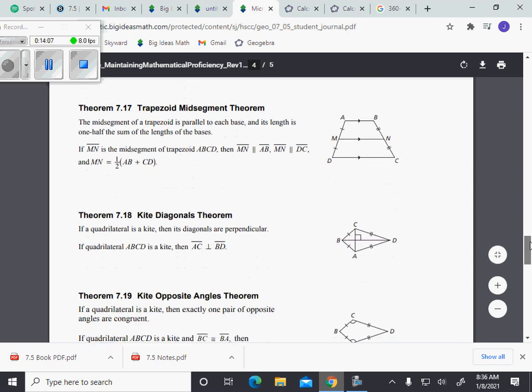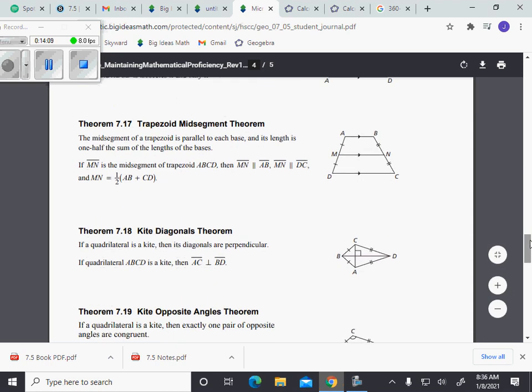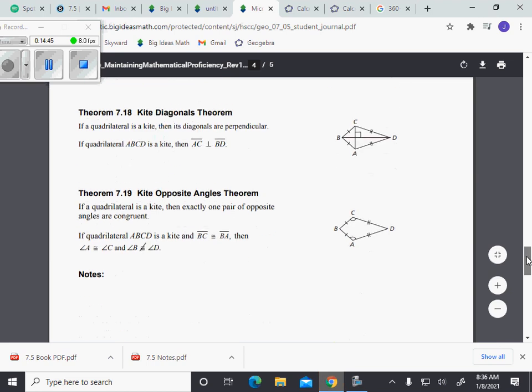The mid-segment theorem: the mid-segment of a trapezoid is parallel to each base, and its length is 1/2 the sum of the lengths of the bases. Okay? To find MN, to find the length, we use this formula right here. We take the distance of AB plus the distance of CD, and multiply it by 1/2, or divide it by 2. And that's how we find the mid-segment. We're going to be using that. Something good to know there.